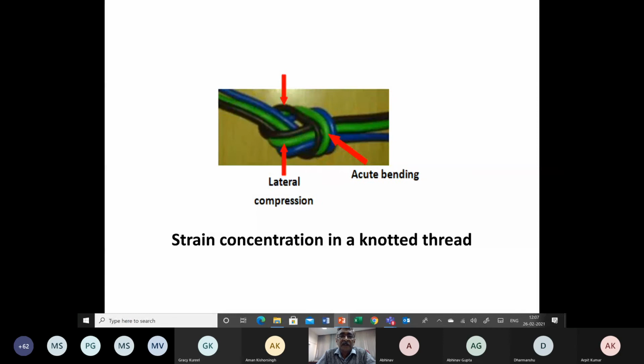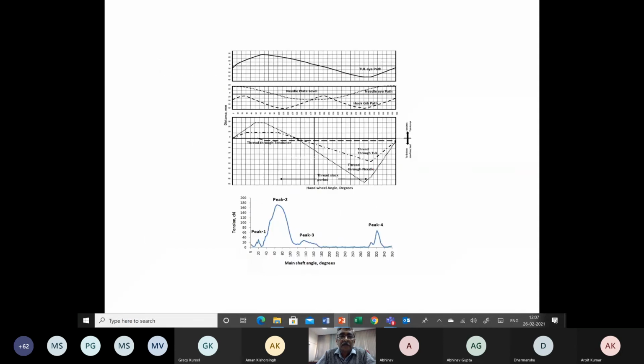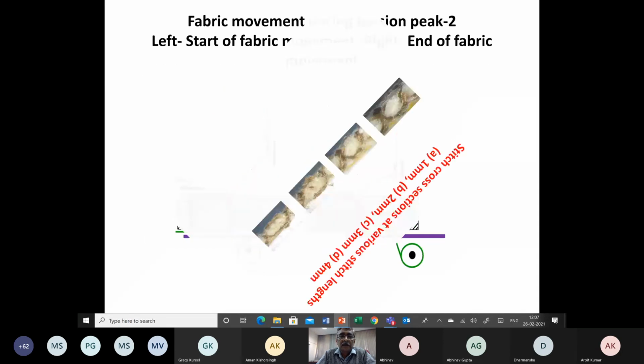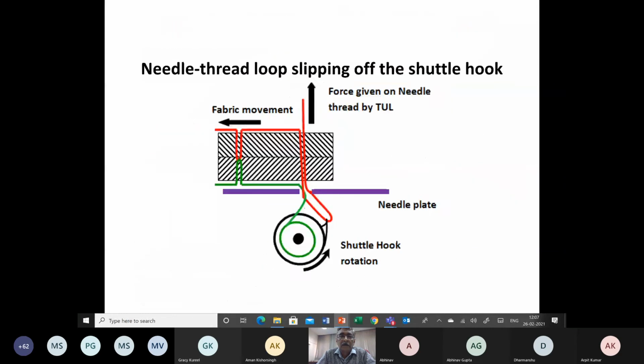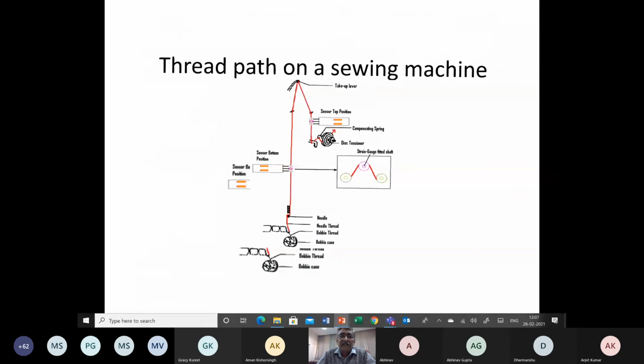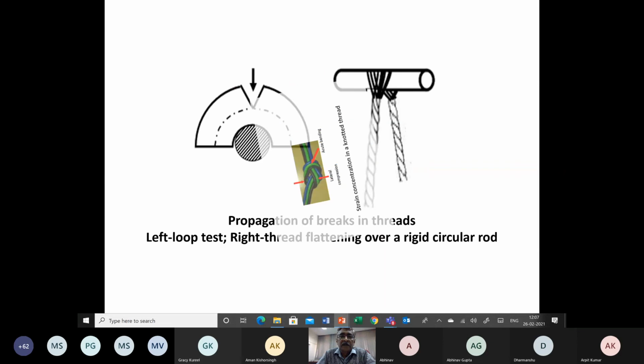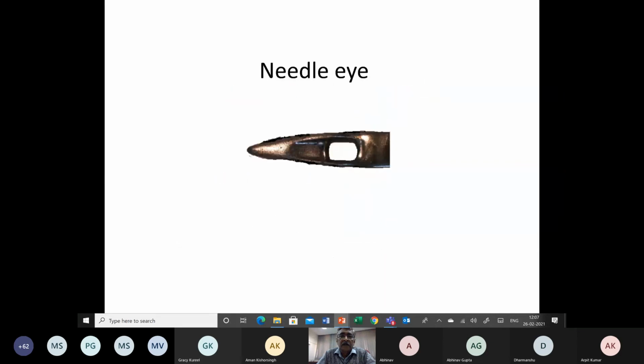You must have seen the needle. So when the two threads join together, it will not pass through the needle. This is because the needle diameter is just adjusted to a particular thread. Now what happened? Two threads join together and they form a snarl. And the thread cannot go inside.